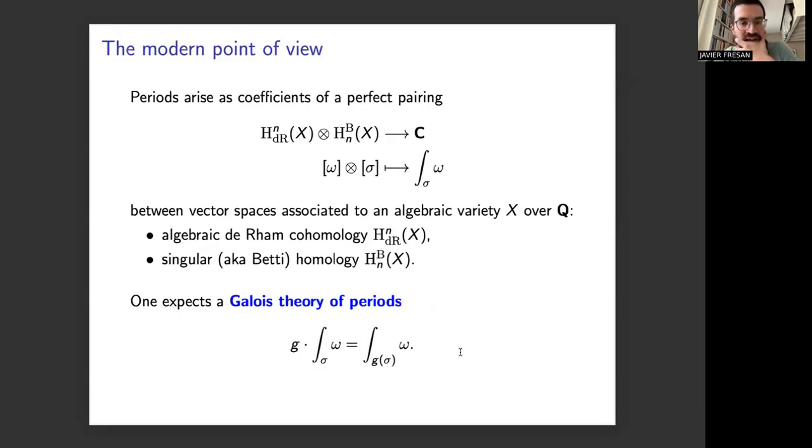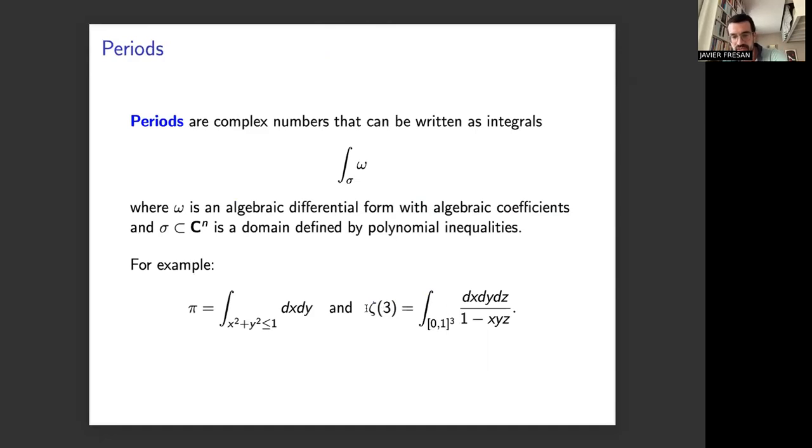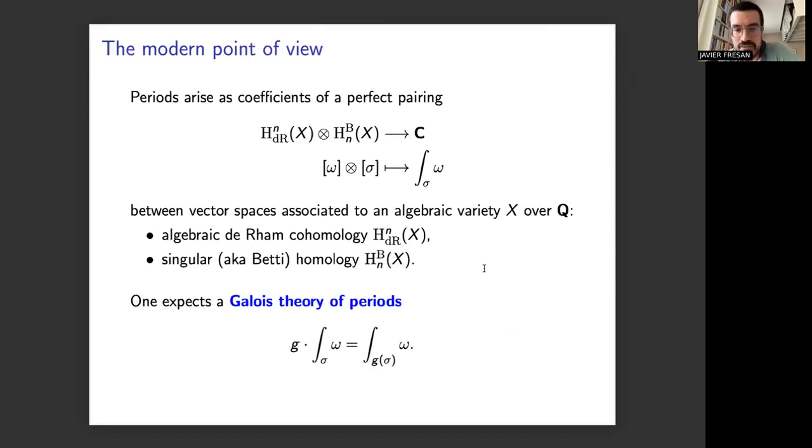And from a more sophisticated point of view, which is the one which actually allows you to prove anything about these numbers, what we are doing is we are looking at the coefficients of a pairing between two vector spaces associated to algebraic varieties. So you consider an algebraic variety X over Q. So this will be given by the shape of your integral. For example, if you are looking at this one, well, it's an integral in three variables. So typically you will start with A^3, the affine space of dimension three. And then you want a differential form, so you will remove the locus where it has poles. So your X in this case will be A^3 minus the locus where xyz is equal to one. Yeah, so this is your algebraic variety.